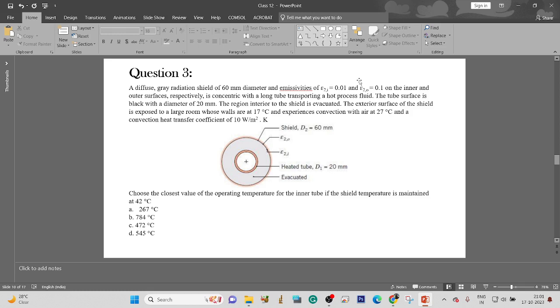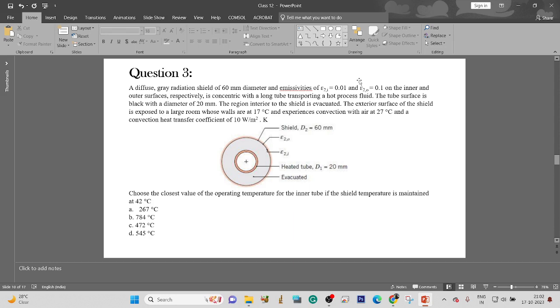This inner surface is... it is malfunctioning. Just one second. This inner surface is 0.01, this is epsilon 2 inner surface, and this is epsilon 2 outer surface, which is 0.1. Now this temperature T2 is already given as 42 degrees Celsius. Yeah, I've already written that.